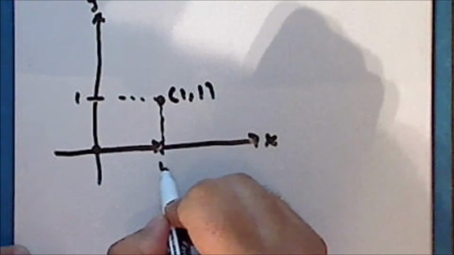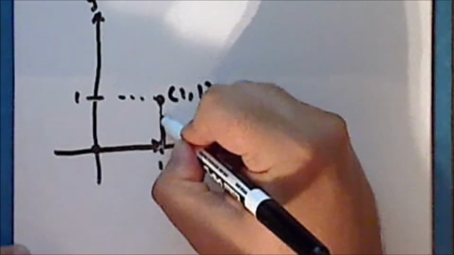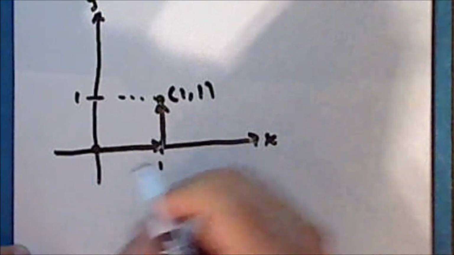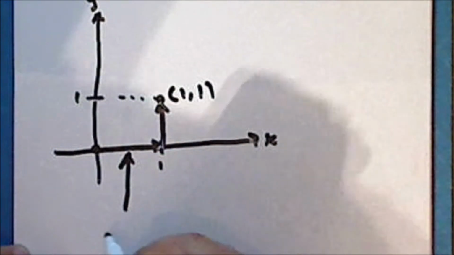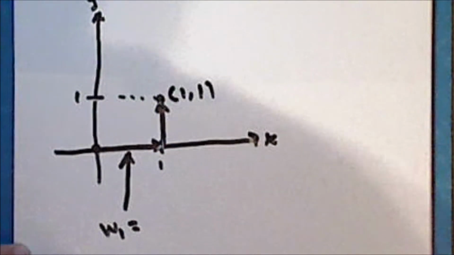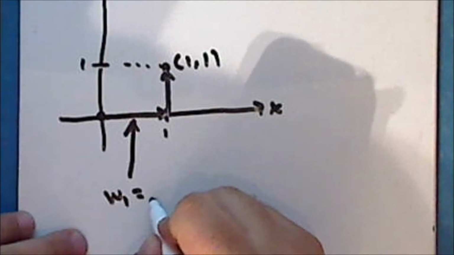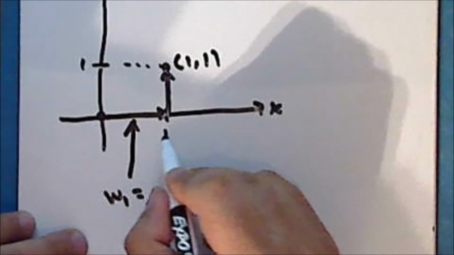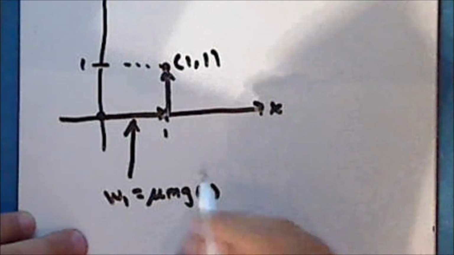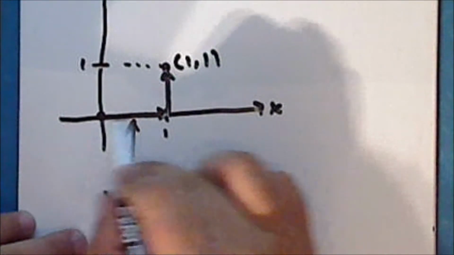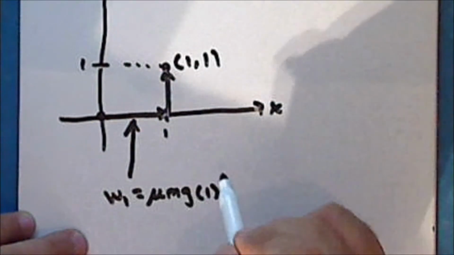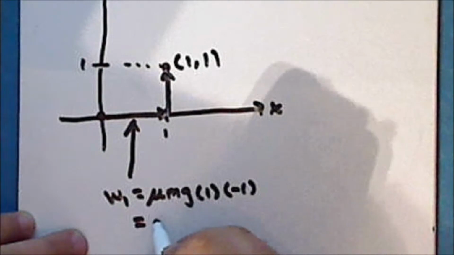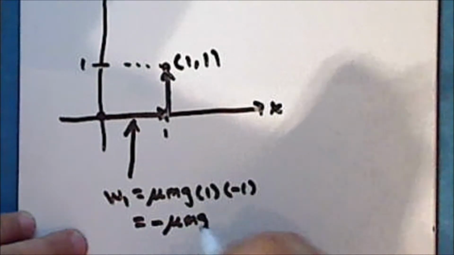from the origin to the point (1, 0), followed by motion parallel to the y-axis to the point (1, 1). For the first leg of the trip, the work is equal to the magnitude of the force of friction, which is mu times m times g, times the magnitude of the displacement, which is 1. Now the angle between the displacement vector and the force of friction is 180 degrees. Cosine of 180 degrees is negative 1. So the work is equal to negative mu mg.